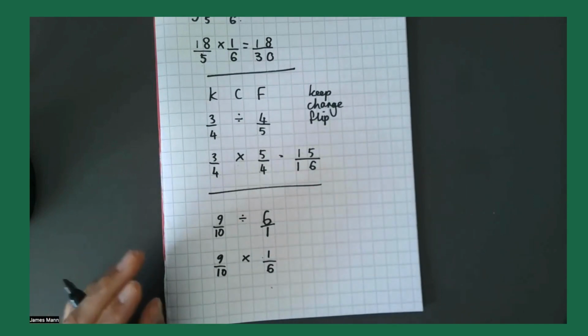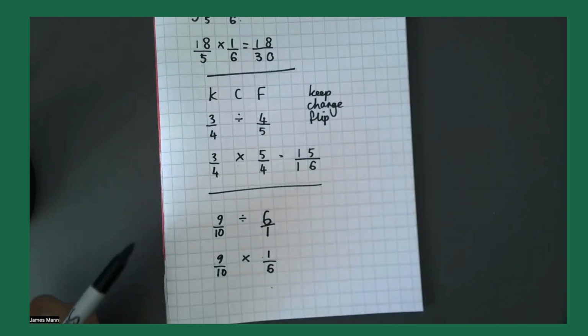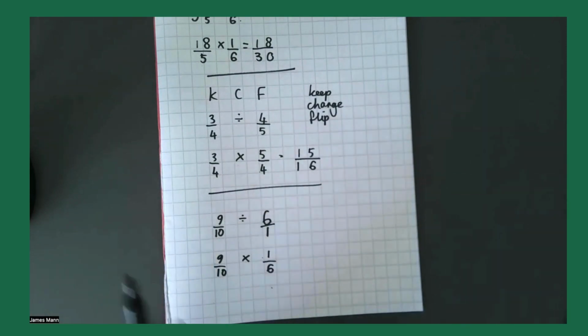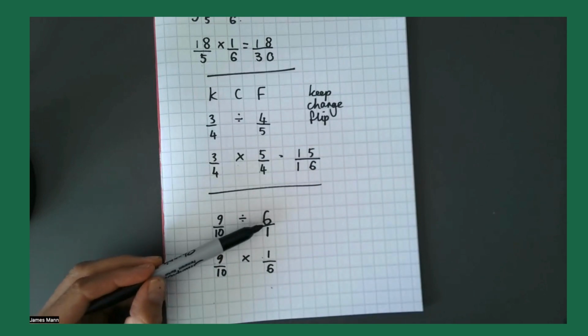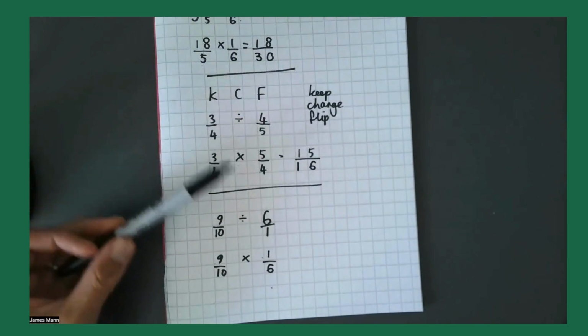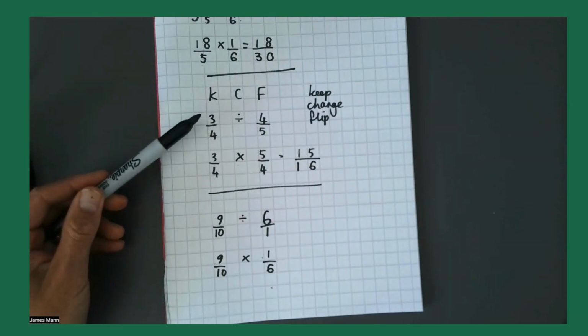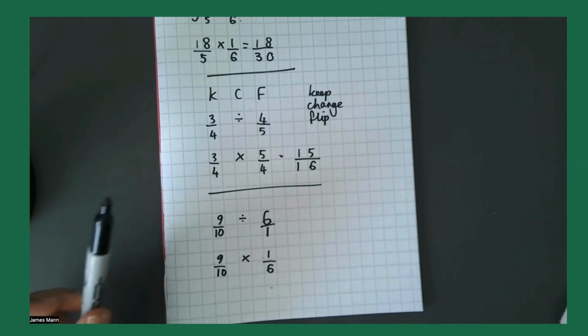Some friends of ours in class might just know that they can multiply the denominator by the whole number. That is fine. But if you struggle with this, I really, really encourage you to just put that whole number over 1. And it means then you can use the same method that we use when we're doing fractions divided by fractions. Okay, and that should be that.